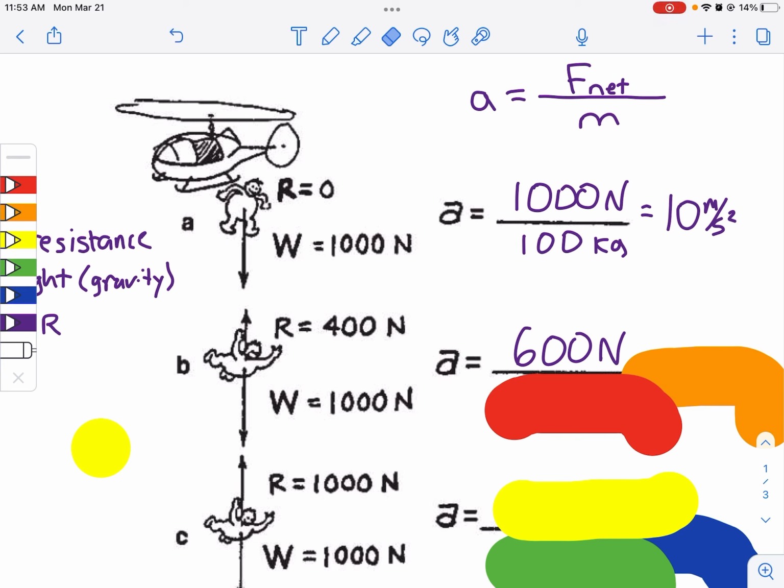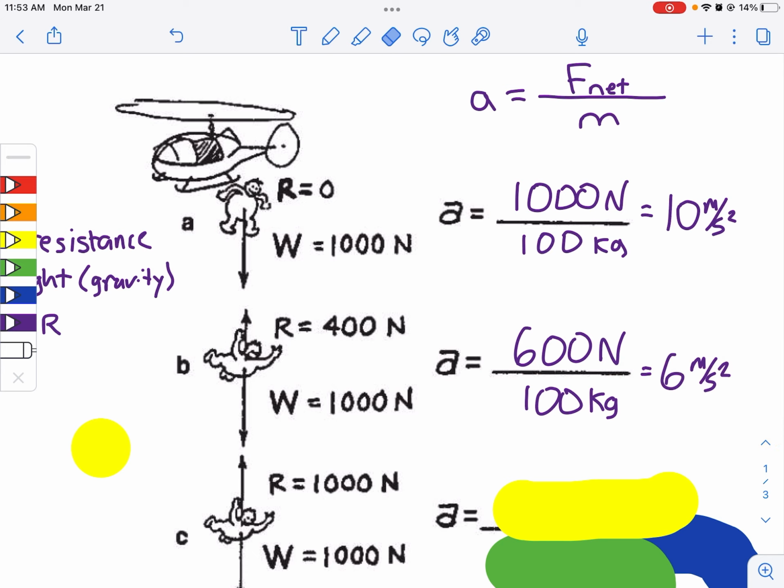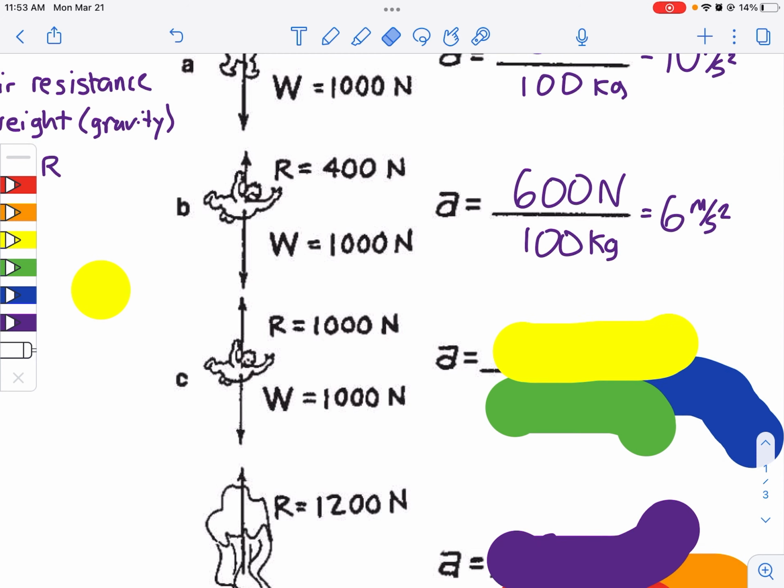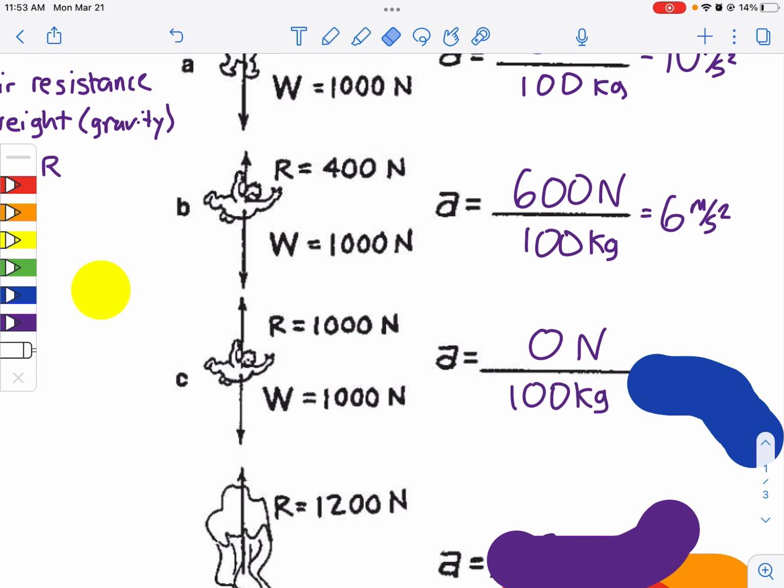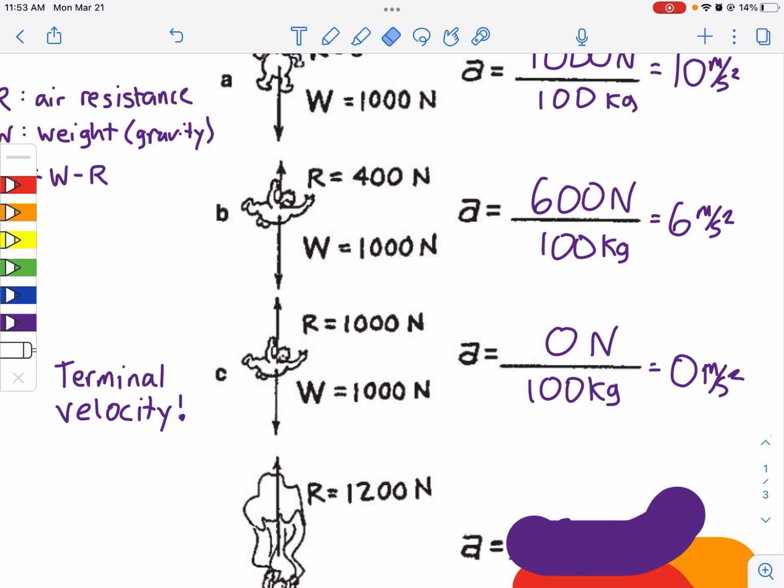Now there's going to be 600 newtons because 1,000 minus 400 is 600 newtons of air resistance, but he still has the same mass. So now he has an acceleration of 6 meters per second squared. Now he's reached 1,000 newtons of air resistance and 1,000 newtons of weight. That means he has a net force of 0. Did he stop falling? No, he didn't stop falling. He just stopped accelerating. Here is where he has reached a terminal velocity.